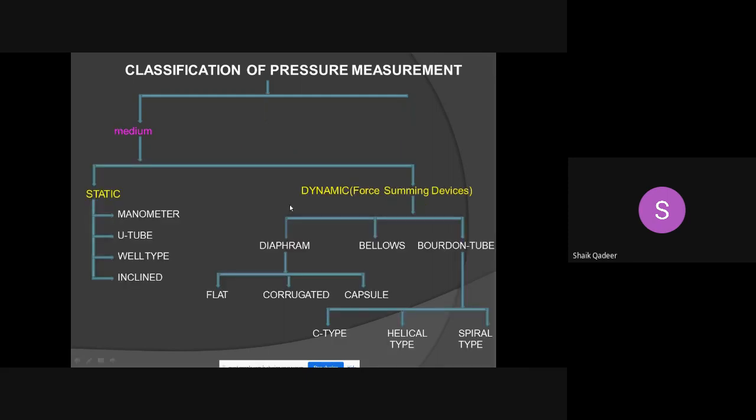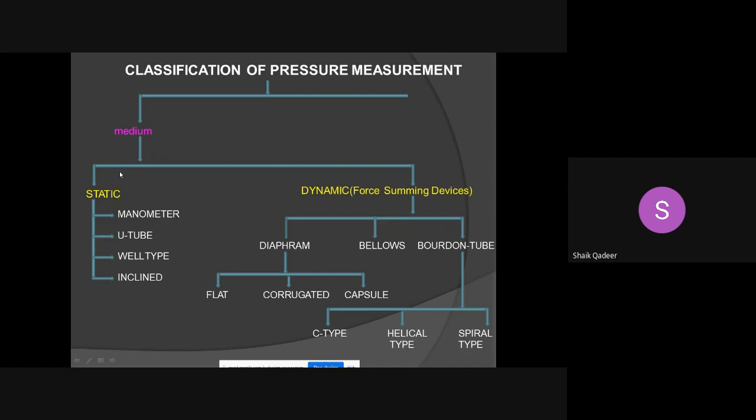Okay. As I already told you, in today's class I am going to cover information regarding medium pressure. This tree explains the different means available to measure medium pressure. Medium pressure can be measured by classifying the pressure into static pressure and dynamic pressure.